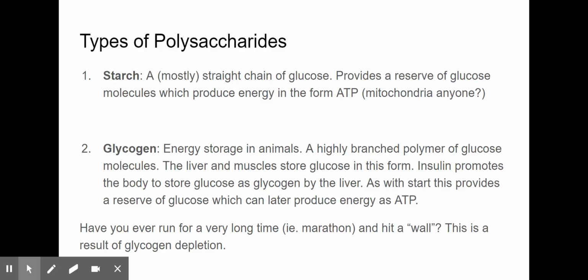And you're going to have a reserve of glucose, which is great because then you can produce ATP later. And you've got a way to save your energy and not burn everything at once, right?